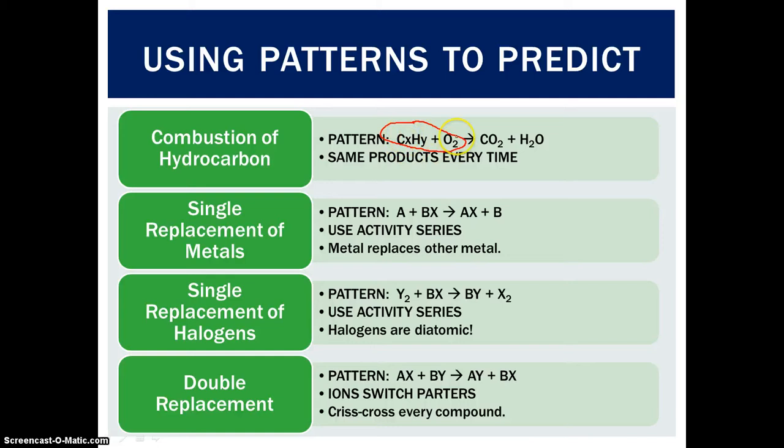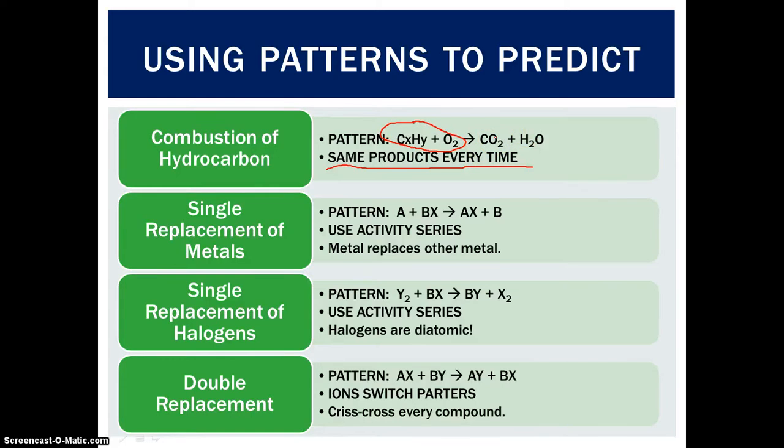a hydrocarbon reacting with oxygen gas. That's the definition of a combustion reaction. Those are the easiest to predict the products. They are the same products every time. So every time you see this, you can automatically write this.